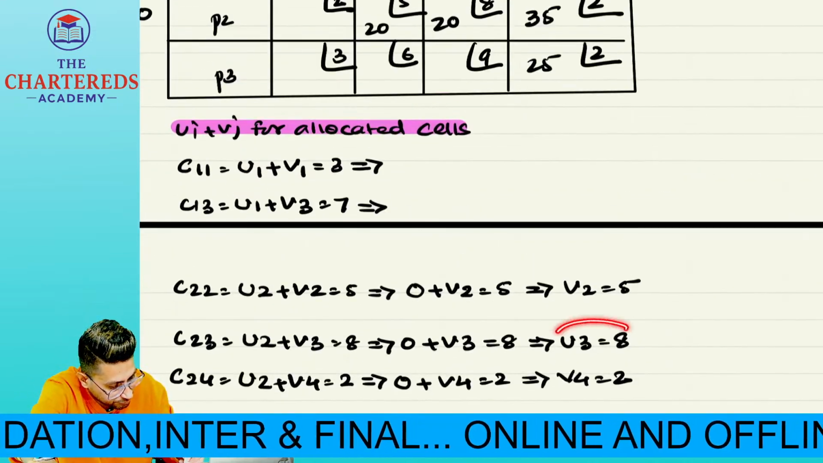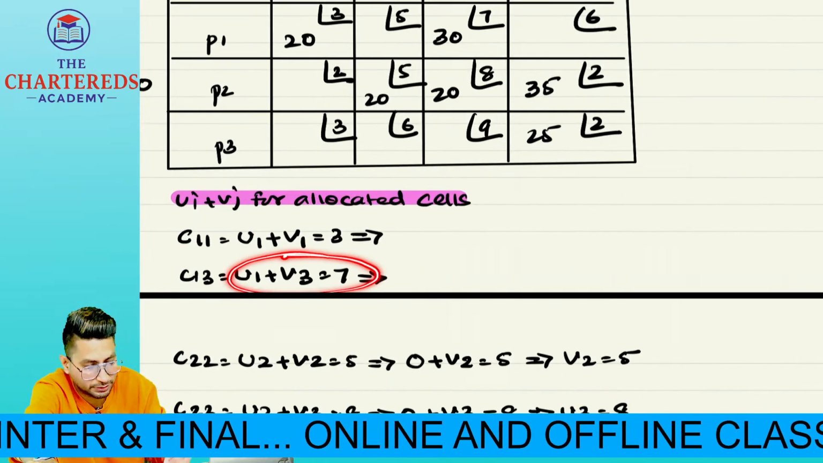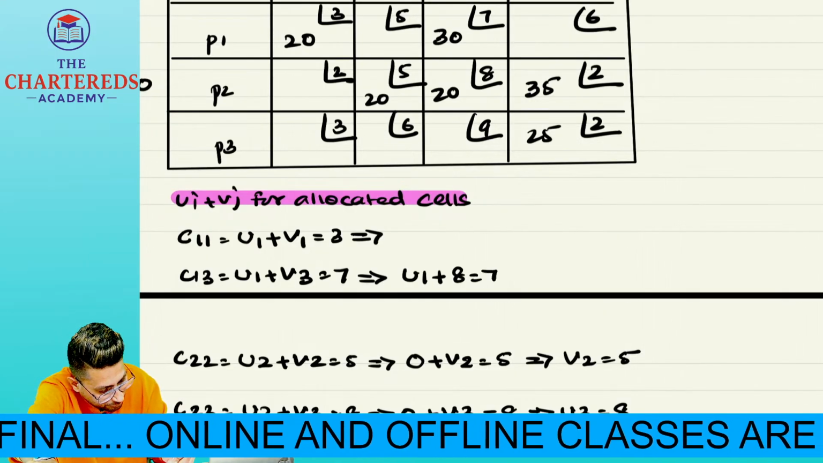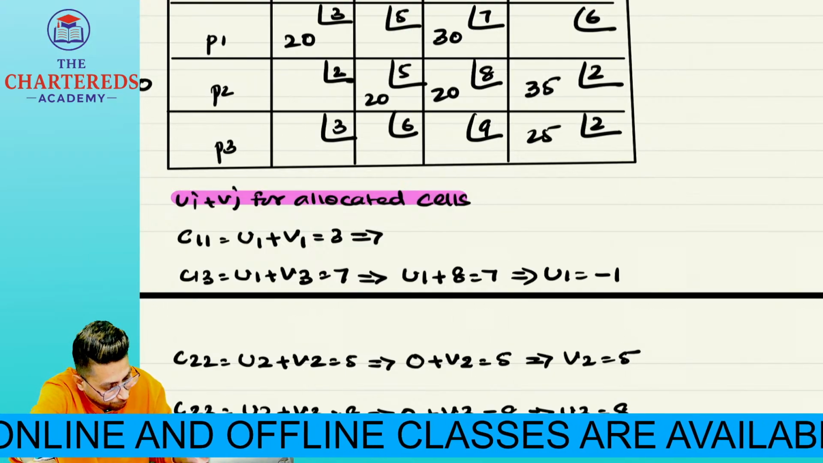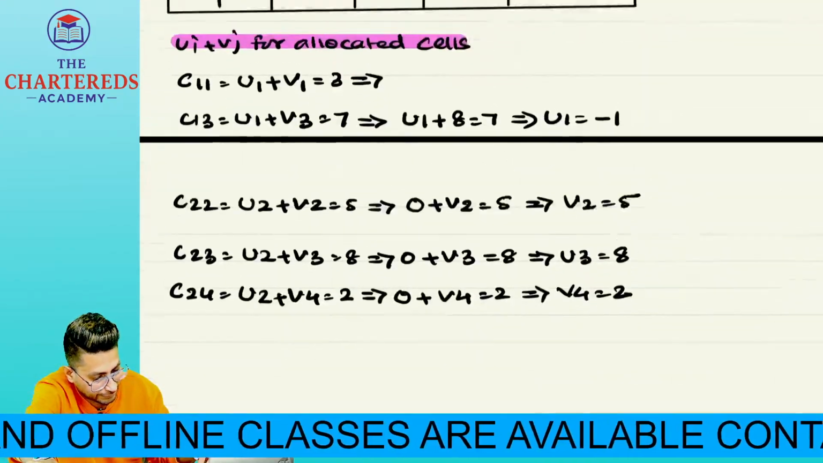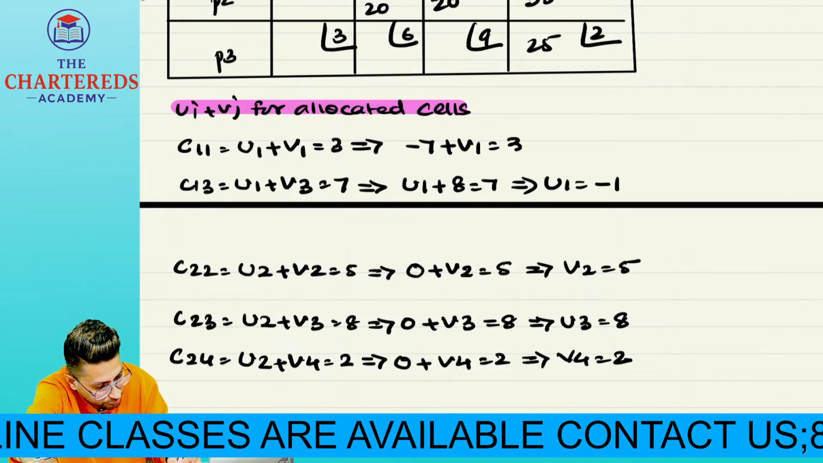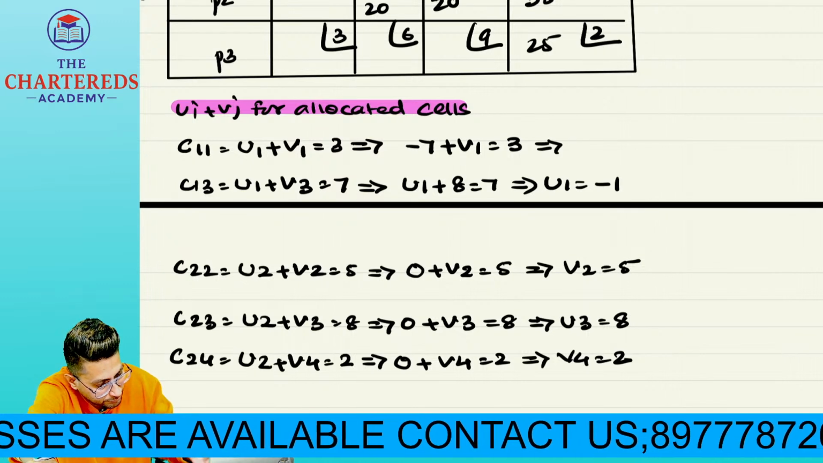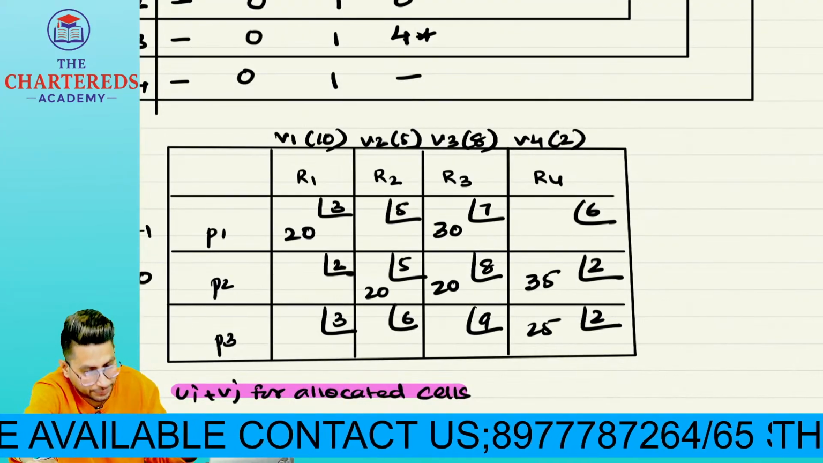V3, do I know? Yes. Using this I can calculate U1. So, U1 plus V3, which is 8, is equal to 7. Then U1 will be equal to minus 1. So here I will write minus 1. Then U1 here I know, minus 7 plus V1 is equal to 3. Then V1 will be 10.